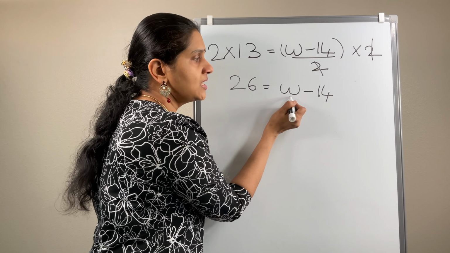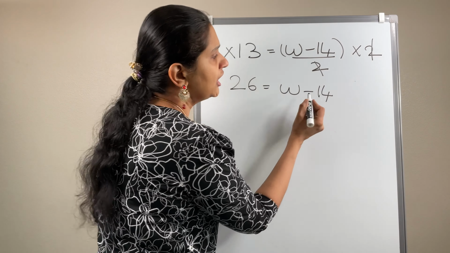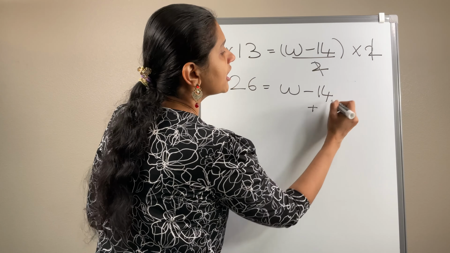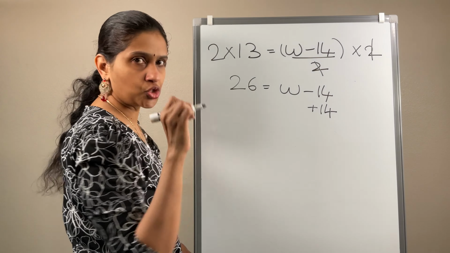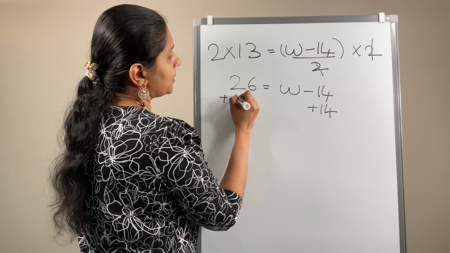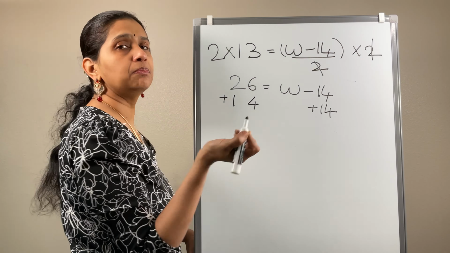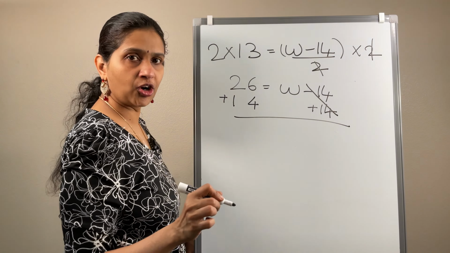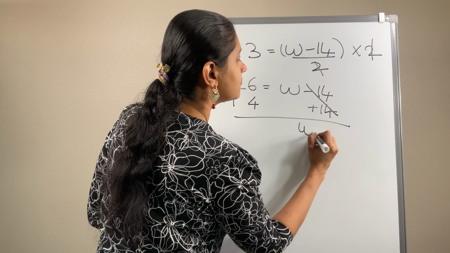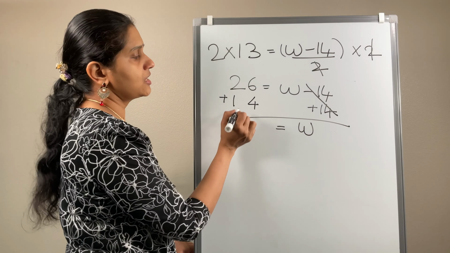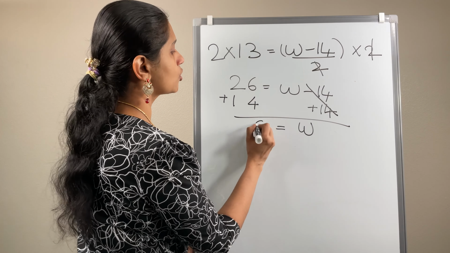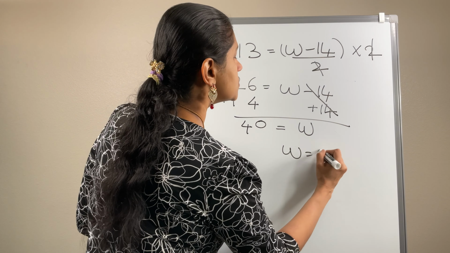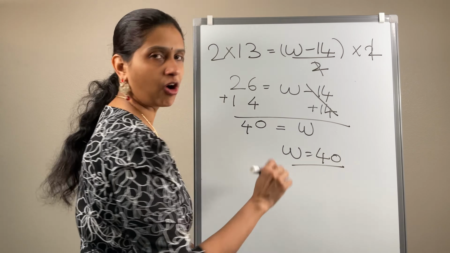Now to isolate this variable w, we need to avoid negative 14. So I am taking the inverse of negative 14, which is positive 14. When you do one operation on one side, you should do the same thing on the other side also. So this negative 14, positive 14 will get cancelled. You will be left with w on this side, and 26 plus 14 is going to be equal to 40. So w's value is going to be equal to 40.